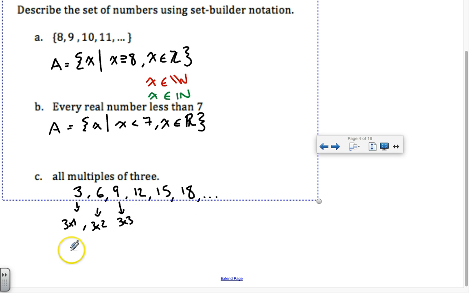So I can say, okay, well, I'll make set A, and I'll declare a variable again, and I'll call it x, such that it's going to be 3 times whatever that number is. And as long as I set it in the integers, this will generate every single number in this set.